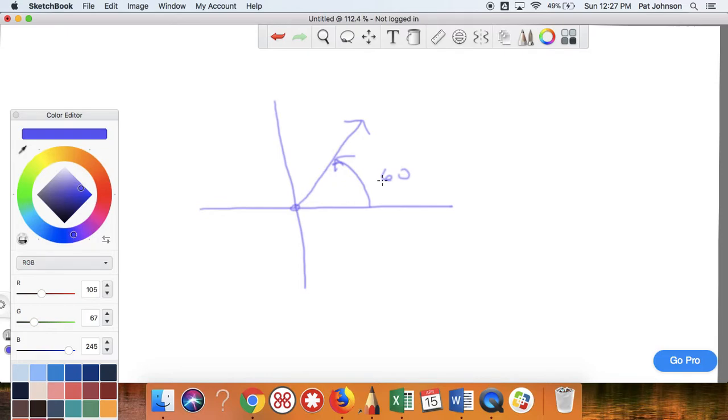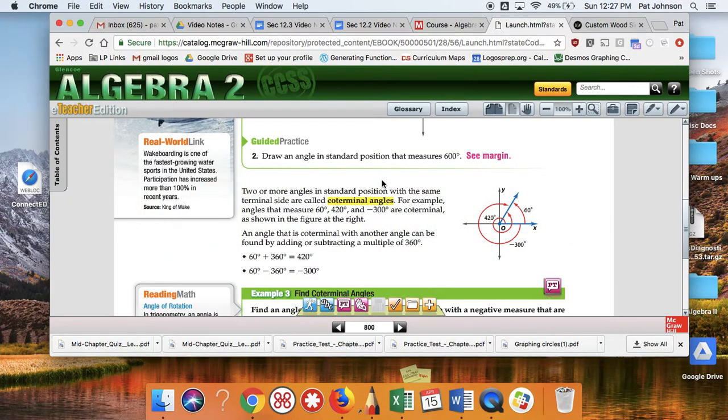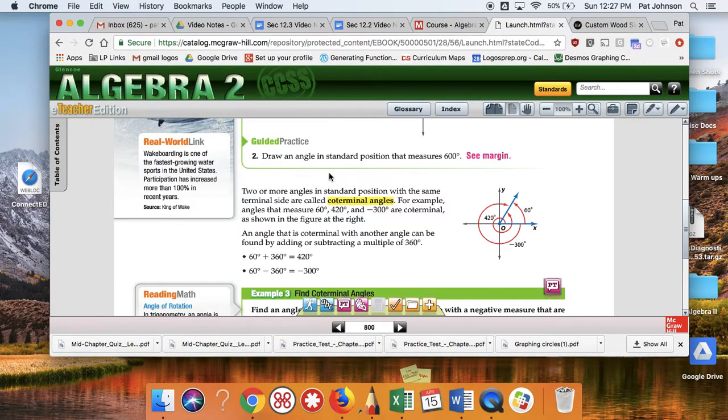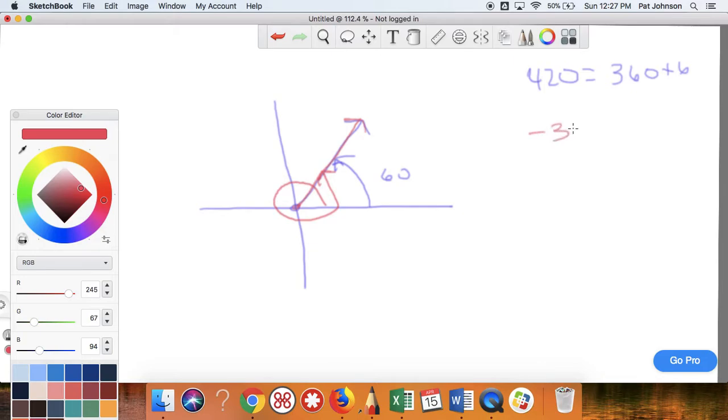Well then, what else do we know? Look at this. If we do 420, we have to break it down: 360 plus 60. So I'm going to start here and go 360 and then another 60. Don't I have the same terminal side? This is your terminal side. It's where the angle ends. And then if I do negative 300, well, let me do a different color. I'm going to start, let me do yellow.